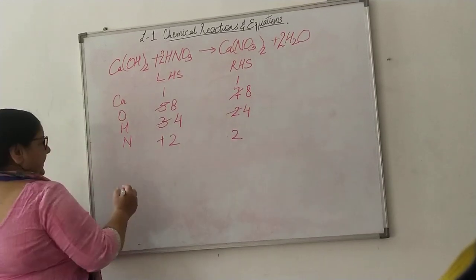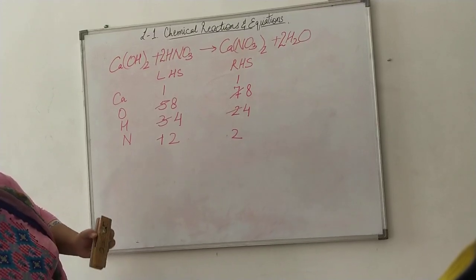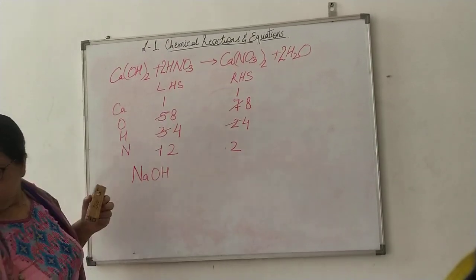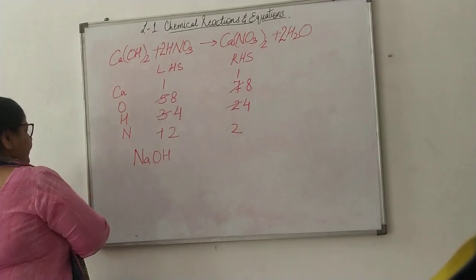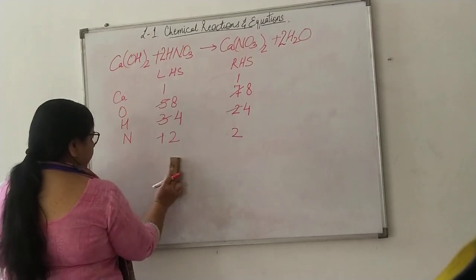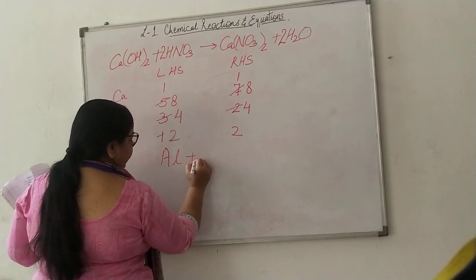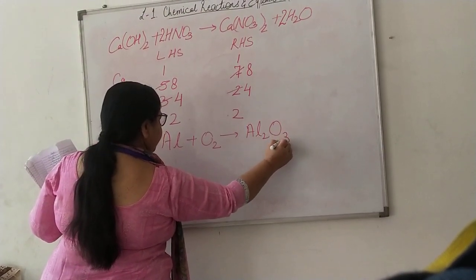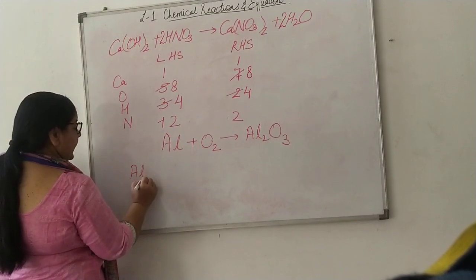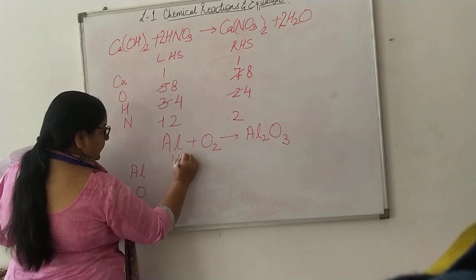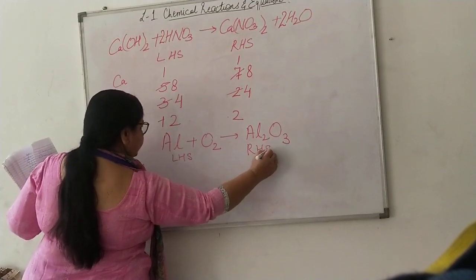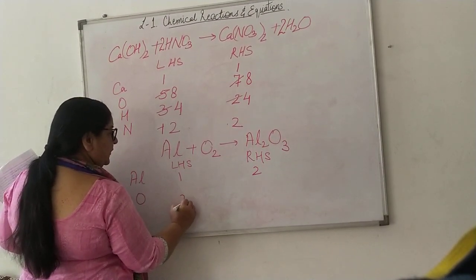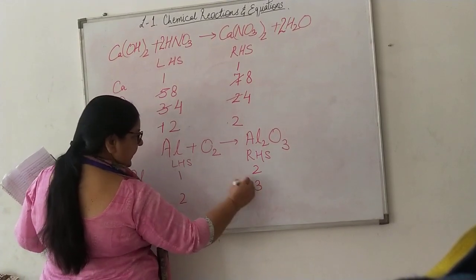One more example, that is we took NaOH. Let's take another example. A simple one, that is Al plus O2 forms Al2O3. So here we have Al and O, just 2 elements, right? So on the left hand side and right hand side, we see aluminium is 1 this side and 2 on the other side. Oxygen is 2 here and 3 this side.